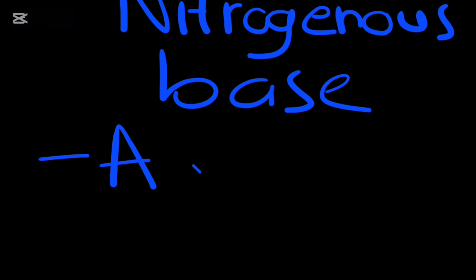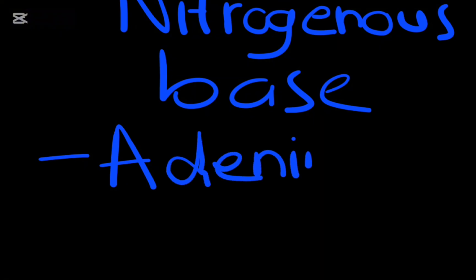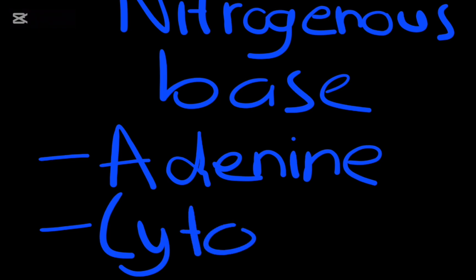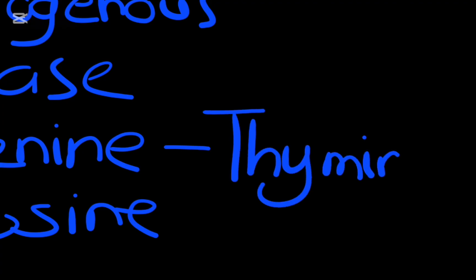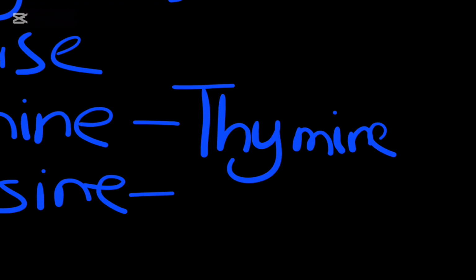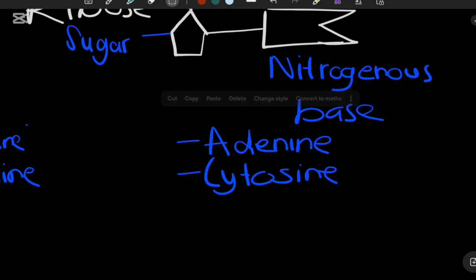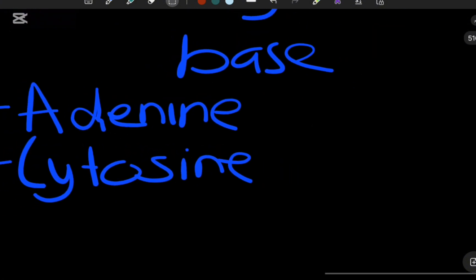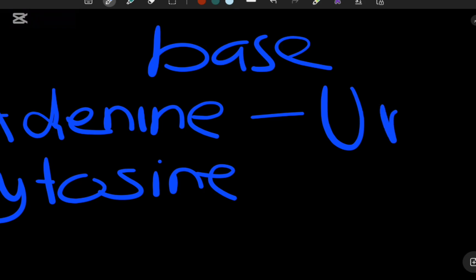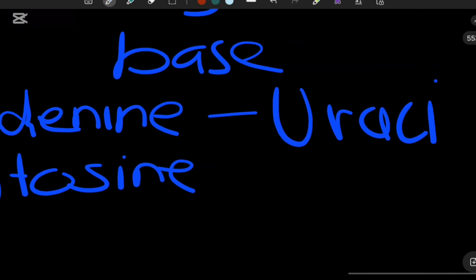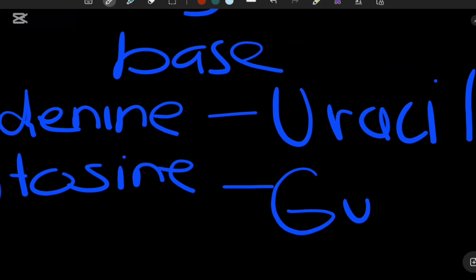It can either be adenine, cytosine, thymine, and guanine. Whereas in RNA we have adenine, cytosine, uracil instead of thymine, and then we have guanine.